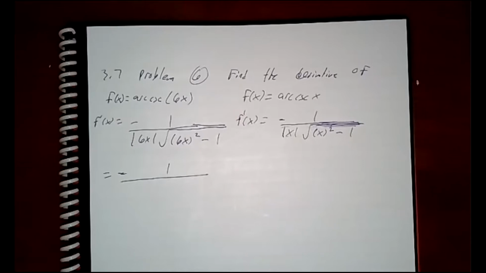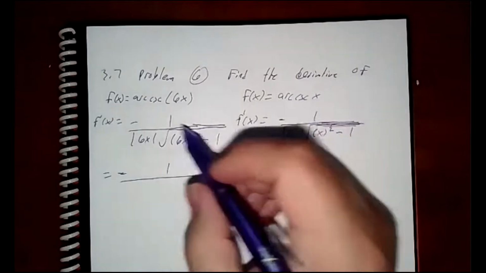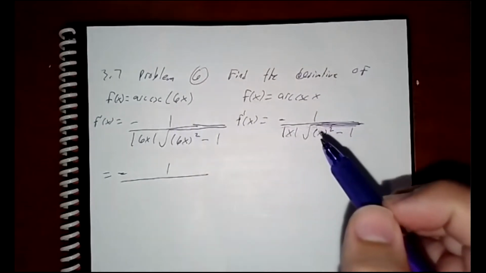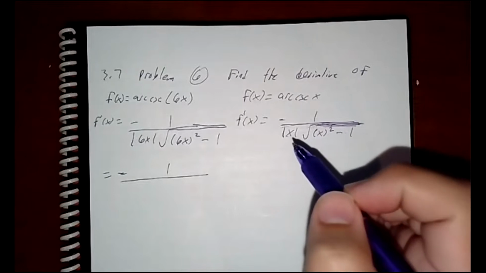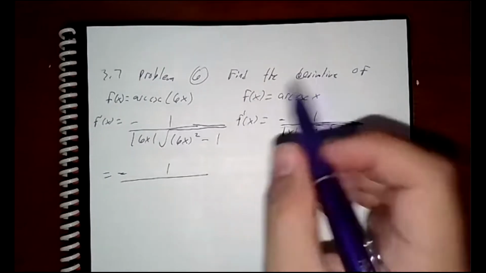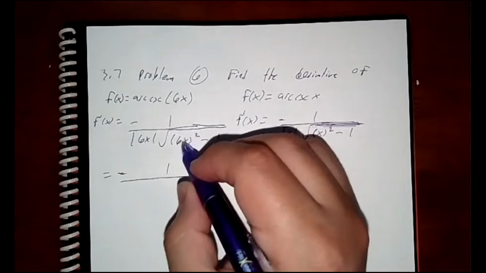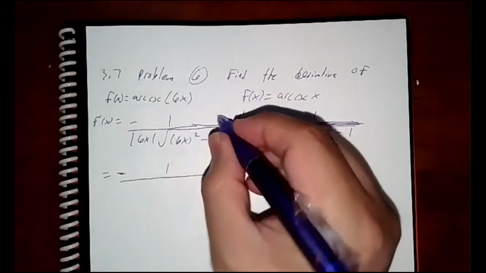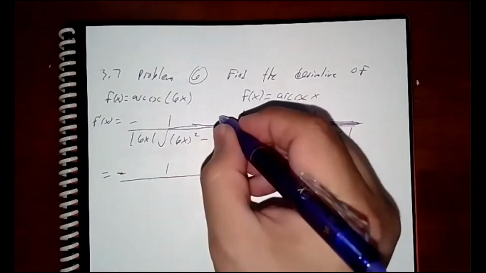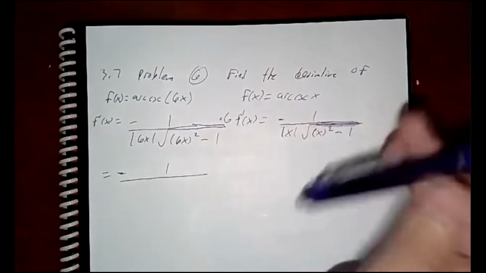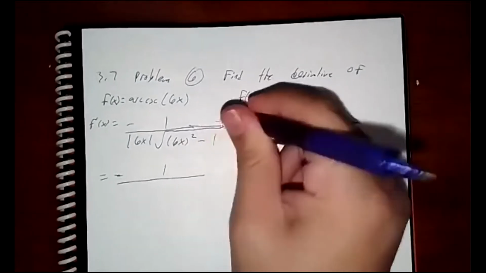Yeah, it looks like our formula is fine, but I did forget the chain rule. So the derivative of 6x, right? The derivative of 6x is 6. So it should be times 6 technically. Let me make some space.